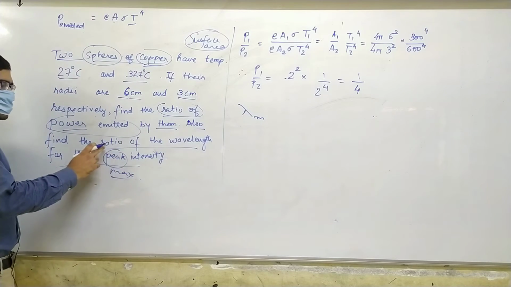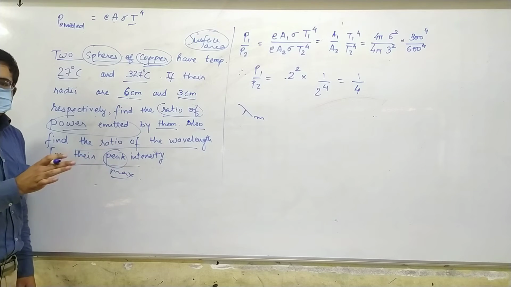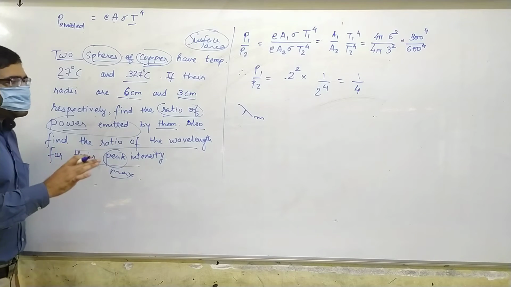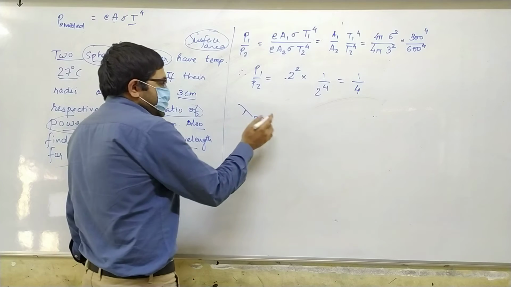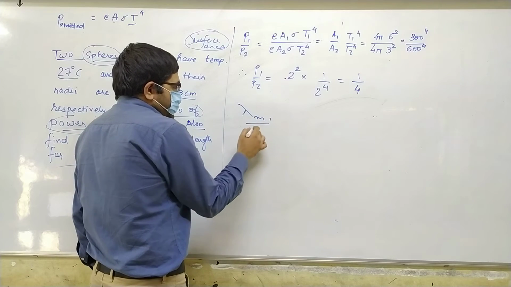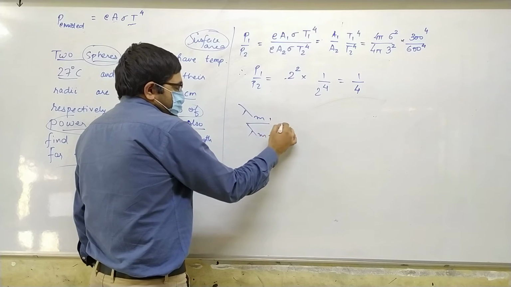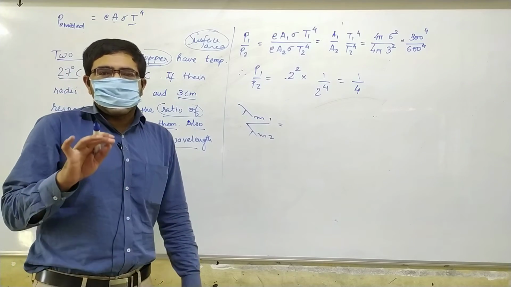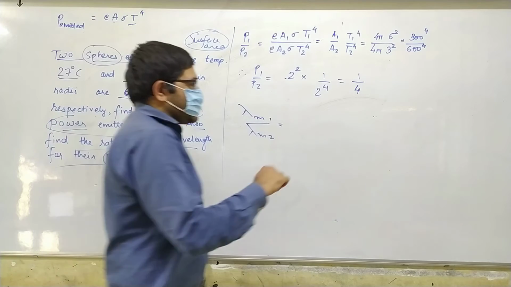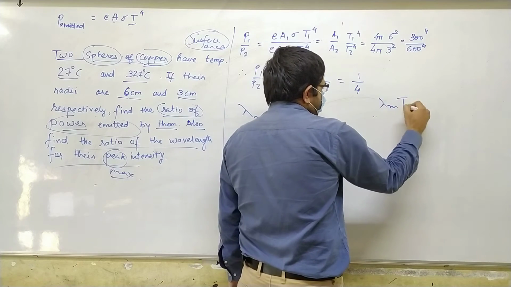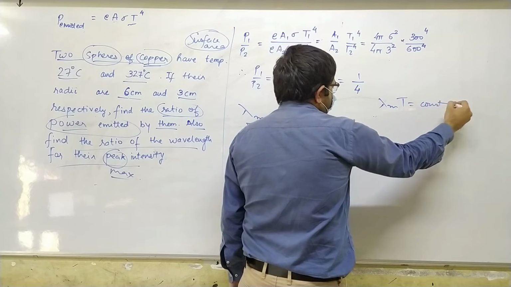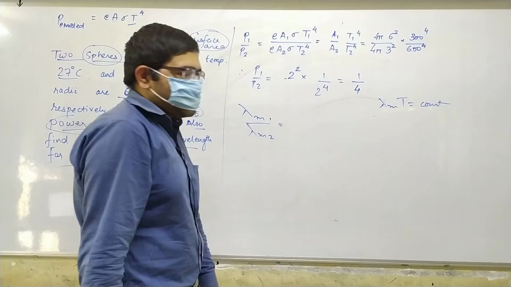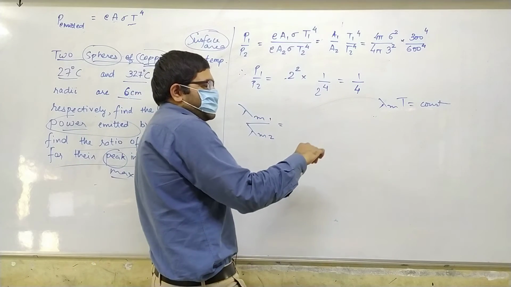So we have to find out the ratio of their lambda m's. Okay, we have to find the ratio of their lambda m. So let's say lambda m for 1 divided by lambda m for second. Okay, we are using the Wien's displacement law. Again, the law is lambda m into T equal to a constant whose value is b, the Wien's displacement constant, 2.9 into 10 raised to minus 3.